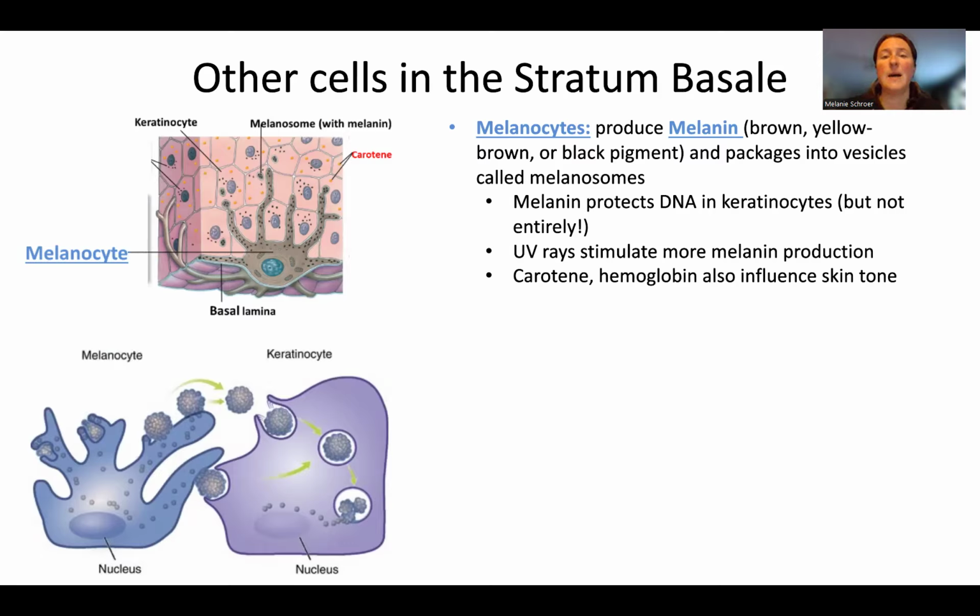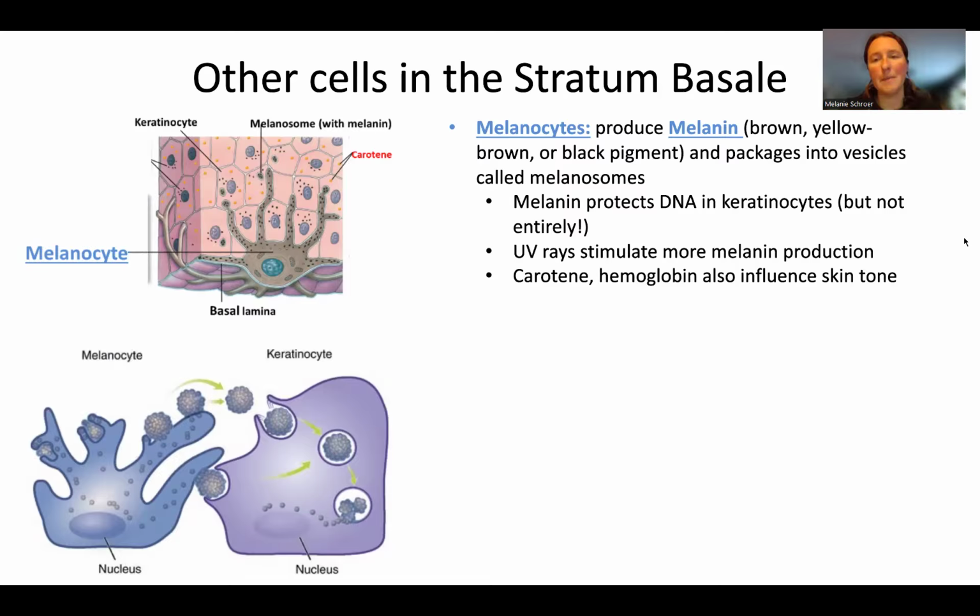Note that melanin doesn't protect the DNA entirely, right? So even if your body produces more melanin, even if your skin tone is a little bit darker because you have more melanin, it isn't a fail-safe. And so it doesn't protect your DNA entirely. Even if you have a darker skin tone, it's still a good idea to wear sunscreen to protect your skin and thus protect your DNA, because melanin isn't perfect.